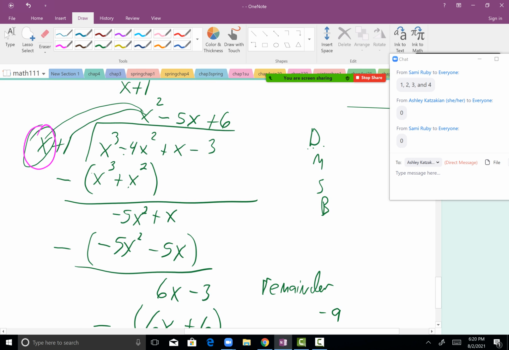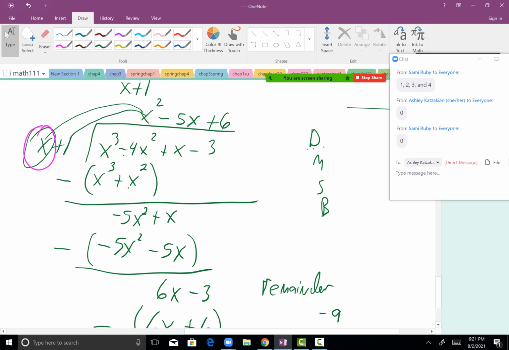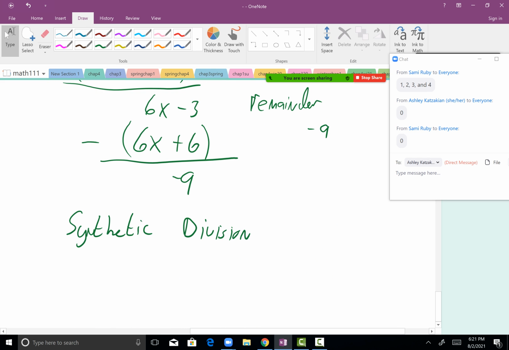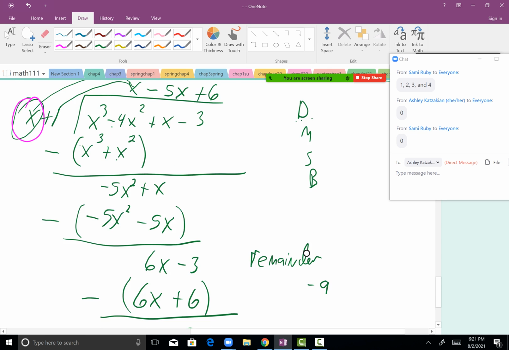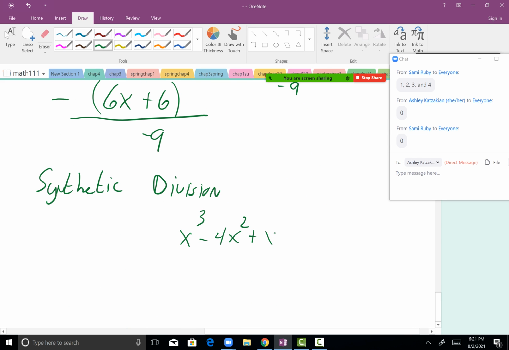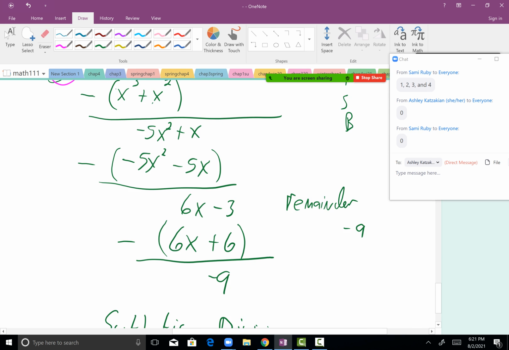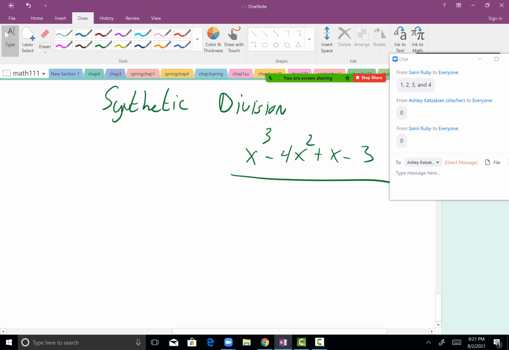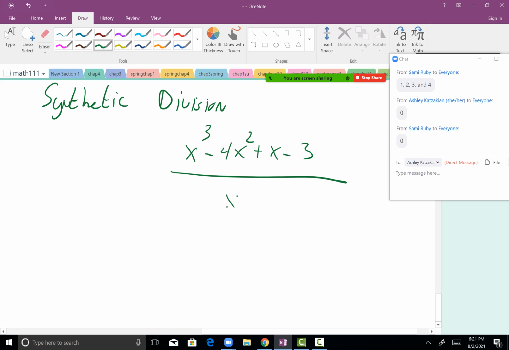All right, so here I've got to figure out x cubed minus 4x squared plus x minus 3. And we divide it by x plus 1.